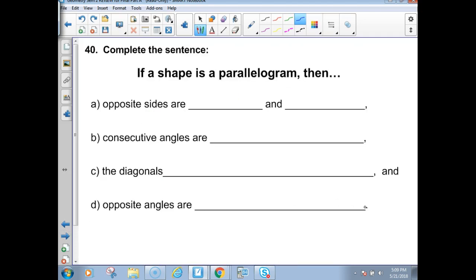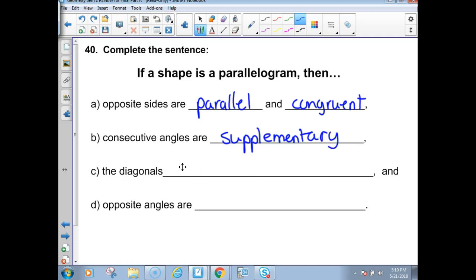Number 40, complete the sentence. If a shape is a parallelogram, then opposite sides are parallel and congruent. Consecutive angles are supplementary. The diagonals bisect each other. And opposite angles are congruent.